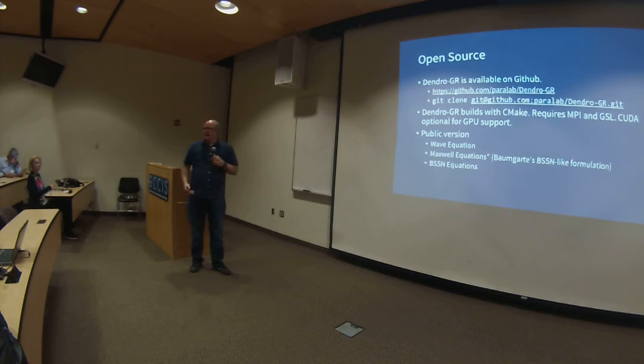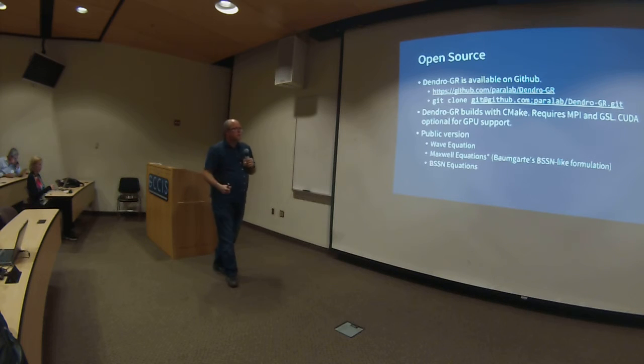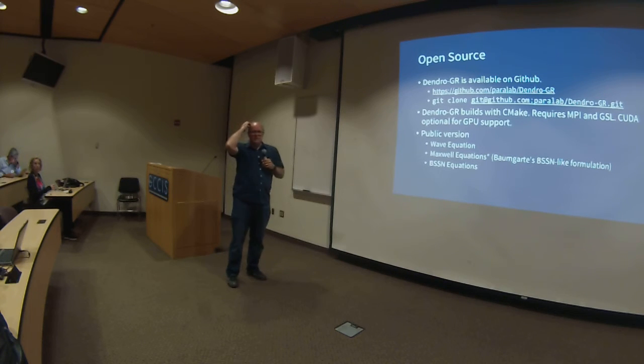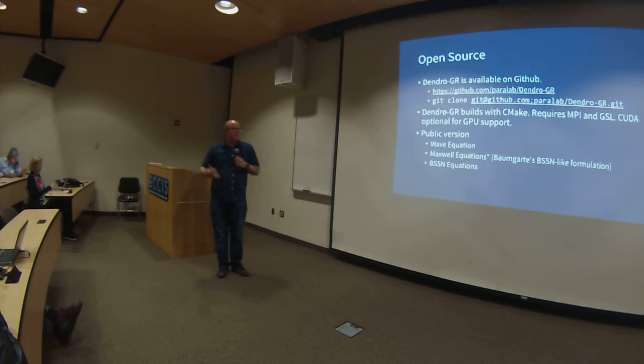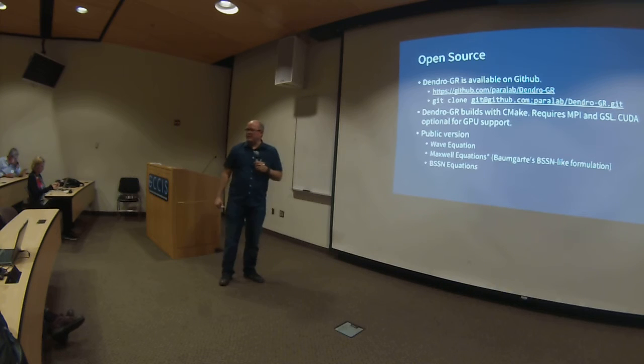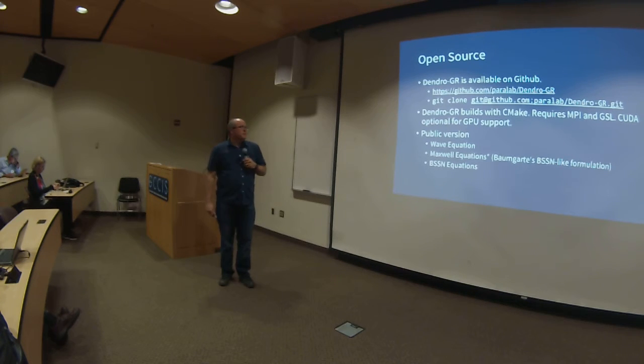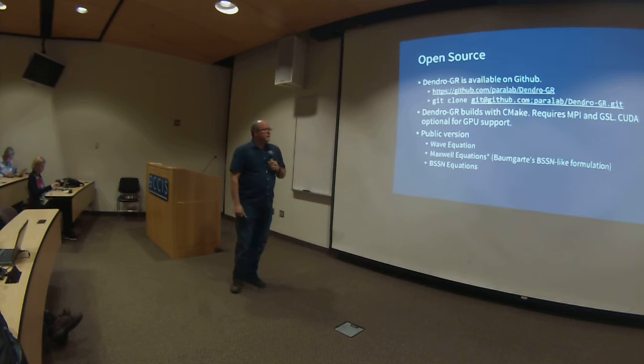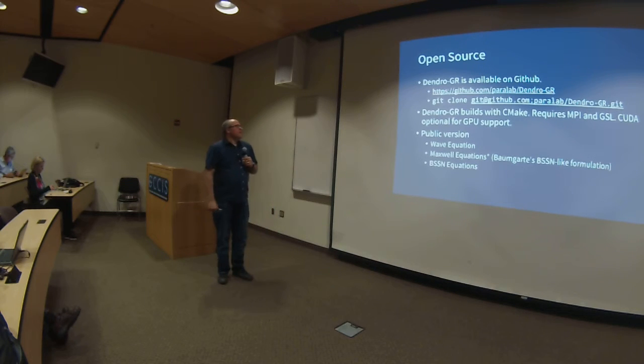The public version has an example that I'll show you in a moment. It doesn't have the VSSN part yet because we're still trying to get that finished, but when we do, it will be made publicly available as well. It's very easy to compile, at least compared to projects I used to work on. The code is all written in C++, it compiles with CMake, and does require the GNU Scientific Library and MPI, and CUDA is optional.